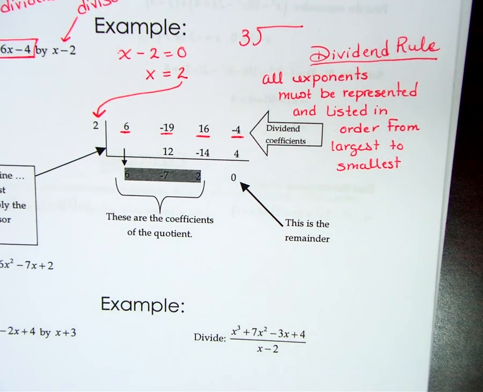All exponents must be represented, and we'll get into that a little bit more, but they have to be listed in order from largest to smallest. And so that will be the trick that I put on tests, quizzes, exams: I'll list the exponents out of order, and I'll expect you to reorder them. Look, I'm telling you the trick. I'm telling you how I'm going to try to manipulate you.